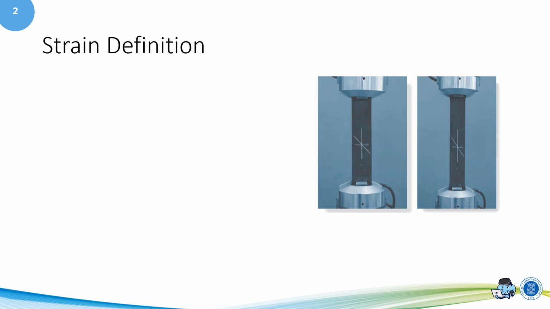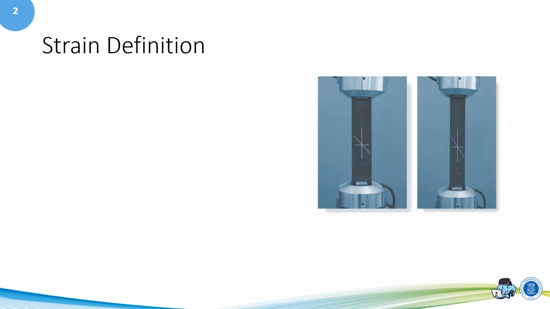In this figure, you can see a bar in a tension test. The bar is pulled by a certain value of force. Before the loading, we draw three lines, as you can see in the slide. There is a horizontal line, a vertical line, and also a diagonal line. We want to see the change of these three lines when the bar is in tension.